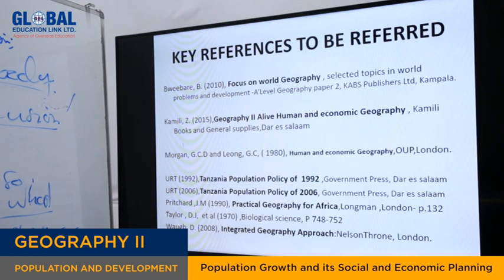But again, I just encourage you to go to the book of Morgan, which is all about human economic geography. We have the Tanzania Population Policy of 1992, but again, that may not be important. You can just go to the recent one, which is the revised population policy of 2006. But again, if you can access the book of Pritchard, just go through it. It's about practical geography for Africans. He has tried to set many examples connected with population issues. And the last one, don't forget that book which you normally prefer, that's about integrated geography. It's very important also. It can give you an overview connected with that particular subtopic.